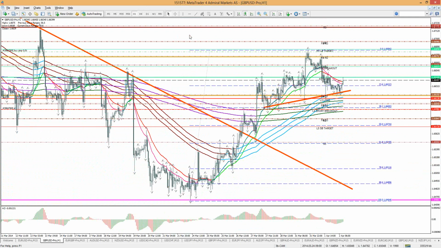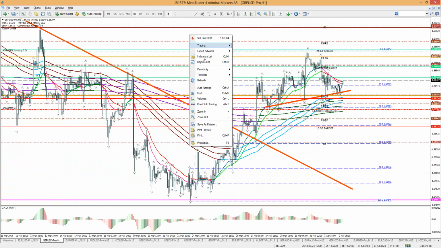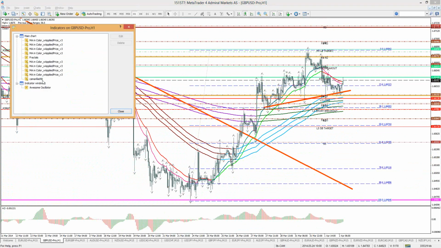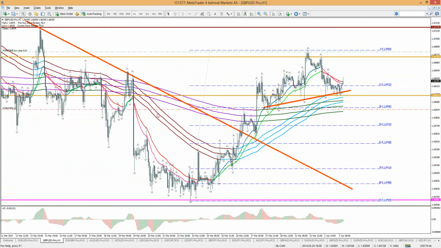Let me get rid of the Camarilla on the hourly, so at least that would be probably too much information. One second. There, that clears up a lot. Okay, so I think Camarilla, let's keep it for the 15 for the moment so that we don't overcrowd the chart here. But this, I think, already helps.